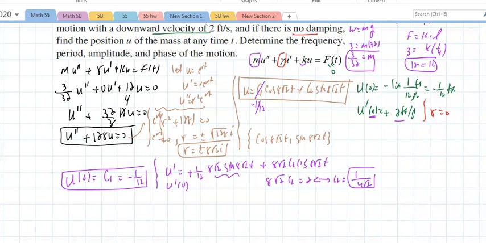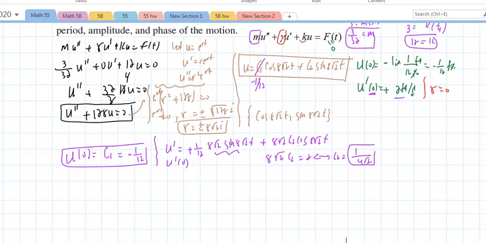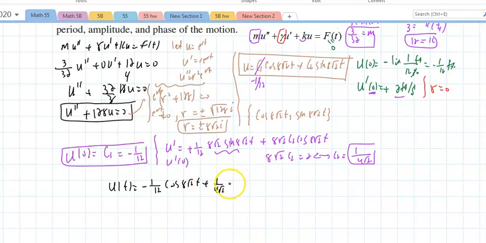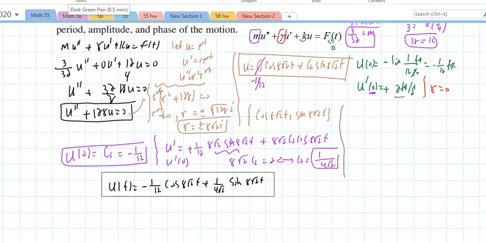So my solution to this problem is actually u of t equals negative 1 over 12 times the cosine of 8 radical 2t, plus 1 over 4 radical 2 times the sine of 8 radical 2t. You could rationalize if you wish. And let me just double check my numbers, make sure there's no error before I go on. Okay, it seems everything's in order.